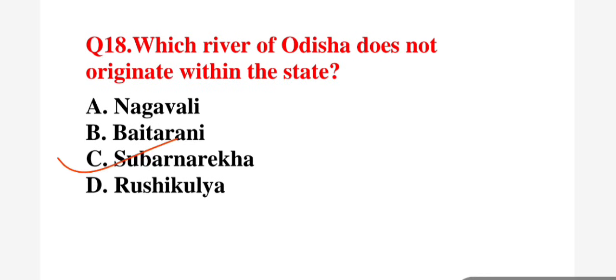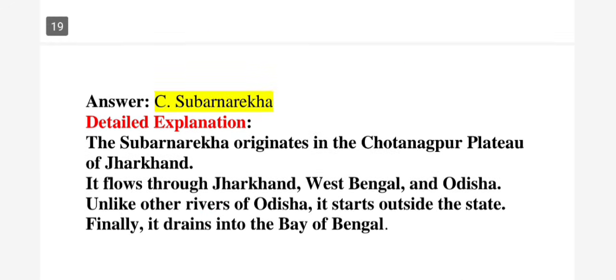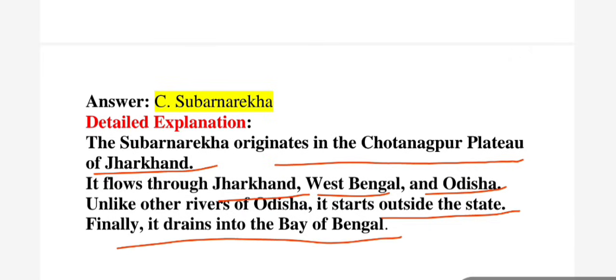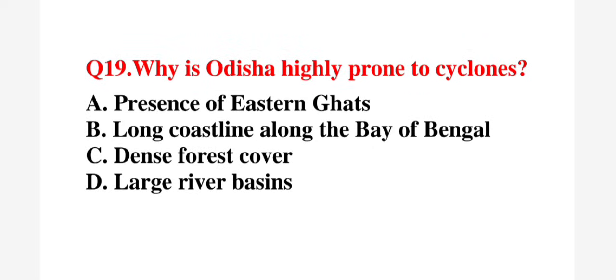If we talk about Subarnarekha, the river rises near Piska in Jharkhand, and it flows through Odisha and West Bengal. The river Subarnarekha originates in the Chotanagpur plateau of Jharkhand, and it flows through Jharkhand, West Bengal and Odisha. Unlike other rivers of Odisha, it starts outside the state and finally it drains into the Bay of Bengal. So let us move to the next question, that is question number 19.